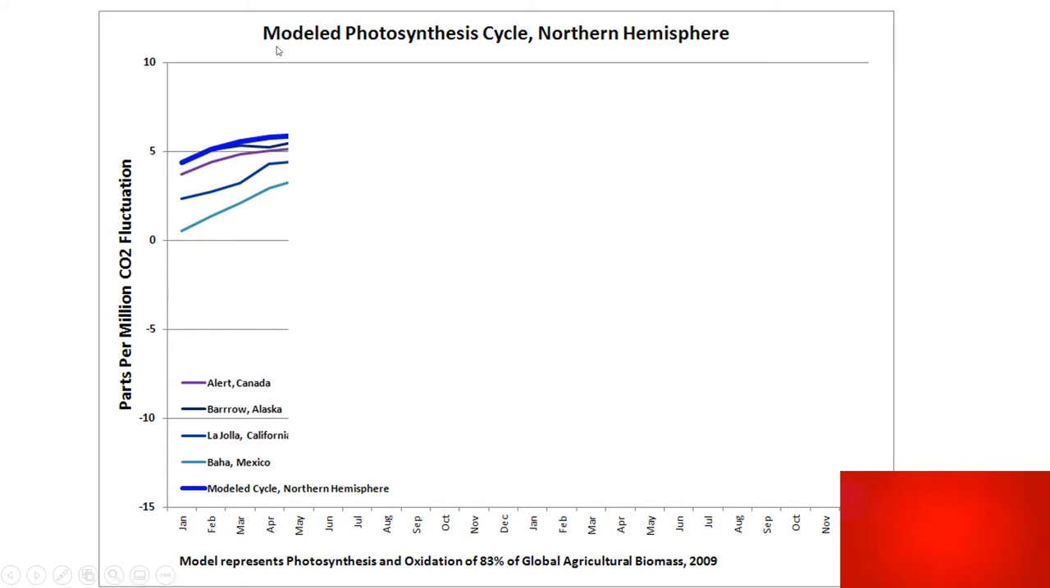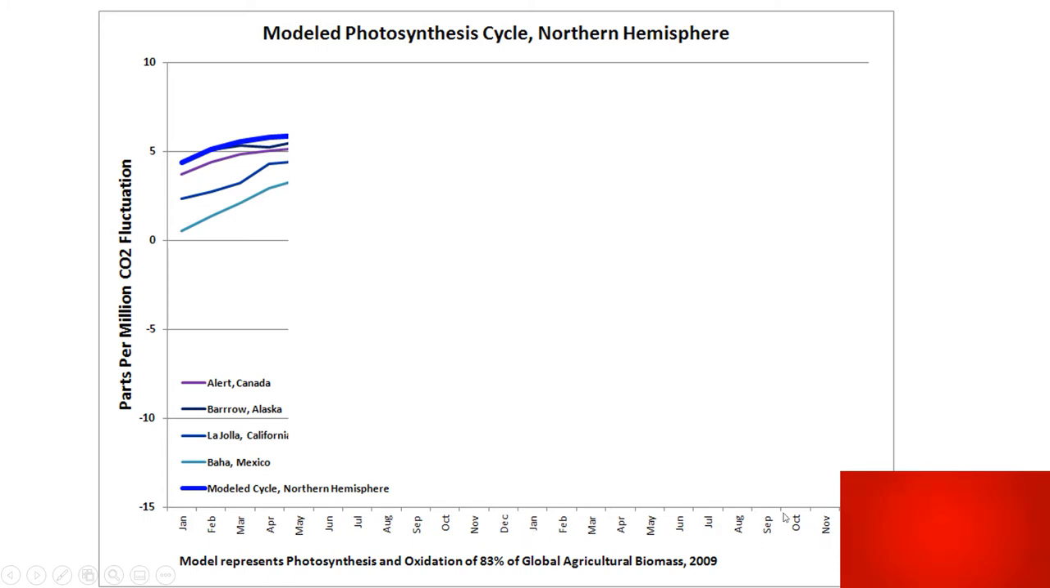So okay, we're going to read the title carefully, right? We have modeled photosynthesis cycle in the northern hemisphere. That's the title. And then down here, what do we have? Looks like we got January, February, March, April, May. So it goes to January, so we have 1 full year here and an almost full year here.